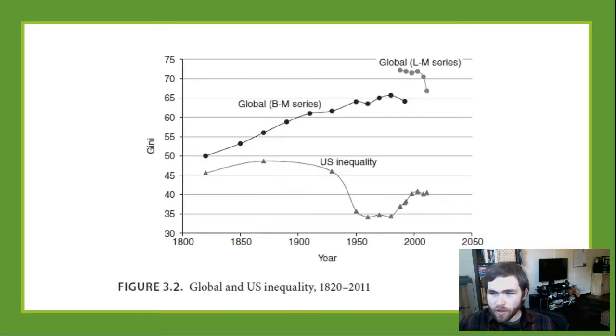So, here we have two different estimations of the global Gini coefficient. And the U.S.'s Gini coefficient is also displayed here. And it's over time from about 1820 to a little into the 2000s. And by this older, I believe it's Dorian-Margo estimation of the Gini coefficient globally, we can see a continual increase in global inequality over time.